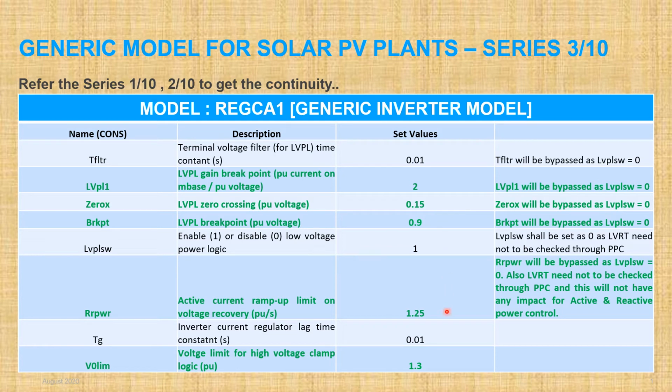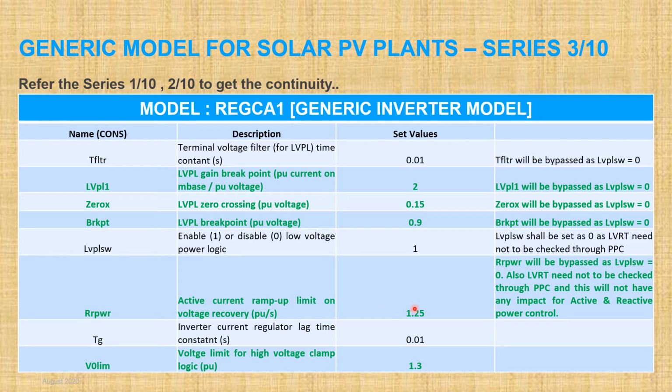The next most important parameter is the active current ramp up limit on voltage recovery. This is the ramp up limit after voltage recovery. If you have gone through any of the grid codes, you will find that if there is a fault, the plant has to withstand various voltage levels for various durations. Suppose it is withstanding for 3 seconds, then after 3 seconds it will go back to the normal range, in terms of its active and reactive power capability as well as its terminal voltage.